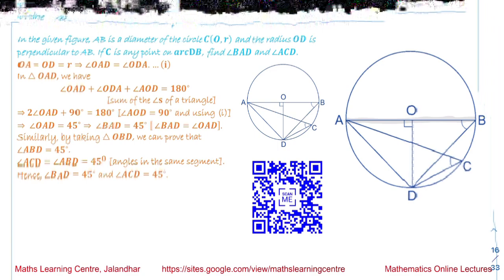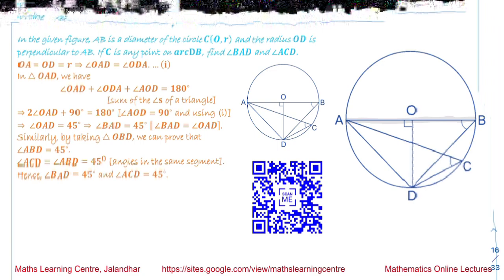So A and A dash must coincide. That is, this point A must lie at this point A dash. So the circle will pass through these 3 points A, B and C. And this proves that the distances of the point O from B, from C and from A are all equal, as these 3 points lie on a circle.